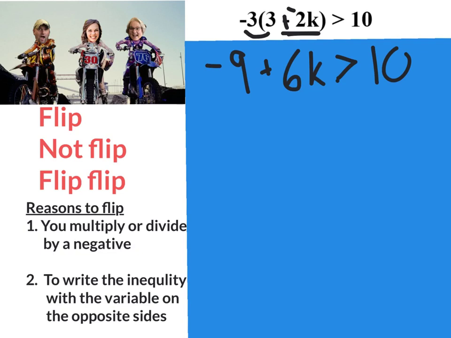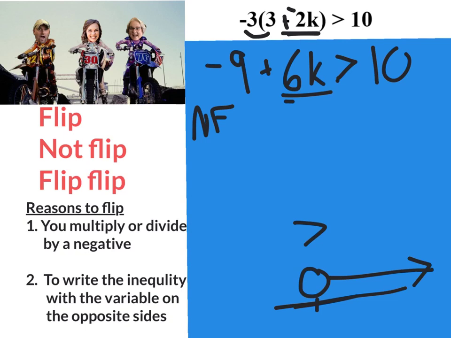Because now I like where the variable's at. I'll be dividing by a positive. This is a not flip. So it's going to end up being greater than, which is exactly what it is right now. So not filled in, headed to the right. We just don't know what the number is on the number line that it goes over.